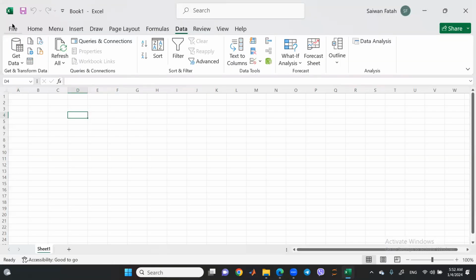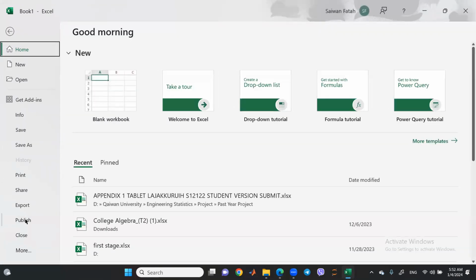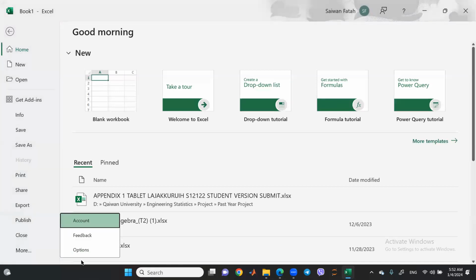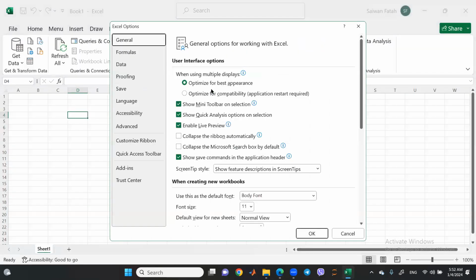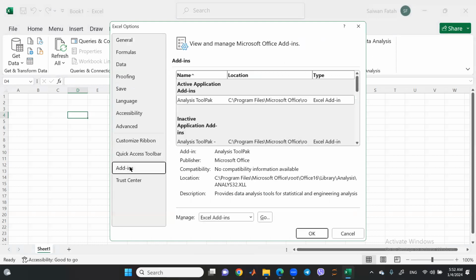Choose Options. Then, when you click on Options, you'll get this box. In this box, in the left, we have these things. Choose Add-ins, choose it.